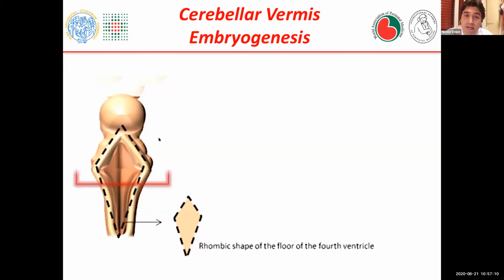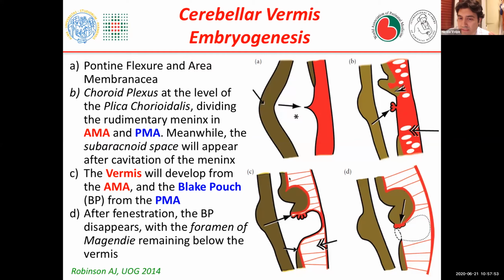So this is the development of the main structures of the posterior fossa. This is the brainstem, and you can see here the pontine flexure, the pons. Just behind it there is the plica choroidalis that will become the choroid plexus of the fourth ventricle. It is very important because it divides the primary meninx into two parts: the anterior membranous area and the posterior membranous area. These two parts have different roles in the development of the structures of the posterior fossa.